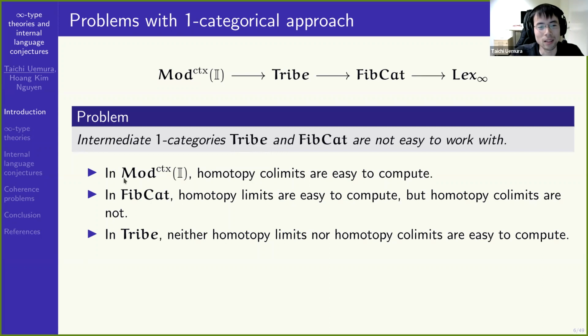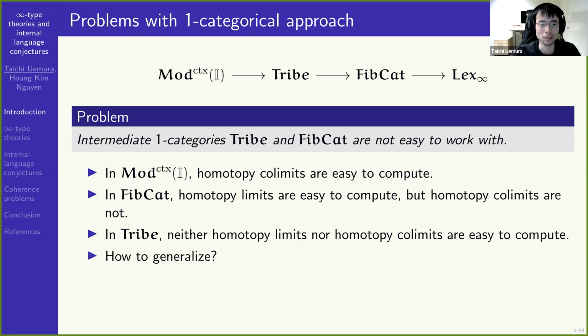For example, in the category of models of dependent type theory, we can relatively easily compute homotopy colimits. On the other hand, in the category of fibration categories, homotopy limits are easy to compute, but I'm not sure about homotopy colimits of fibration categories. So there is already a kind of mismatch of homotopical structures, right? And even worse, in the category of tribes, we are not sure how to compute homotopy limits and homotopy colimits. And this is the main difficulty of Kapulkin and Szumiło's result.